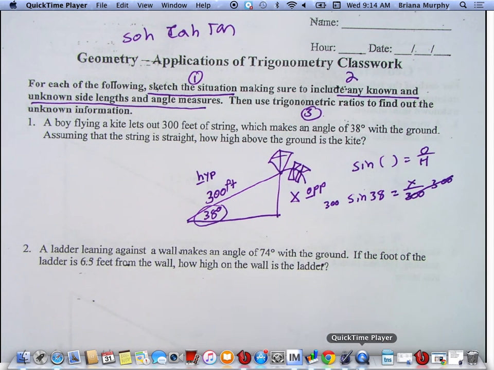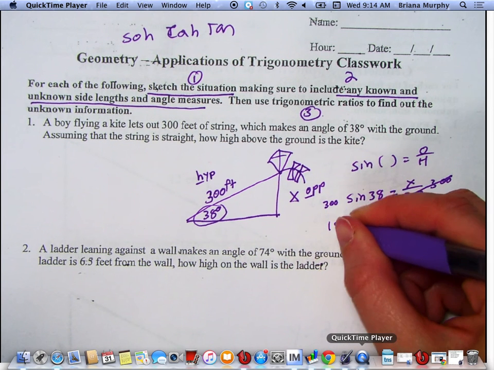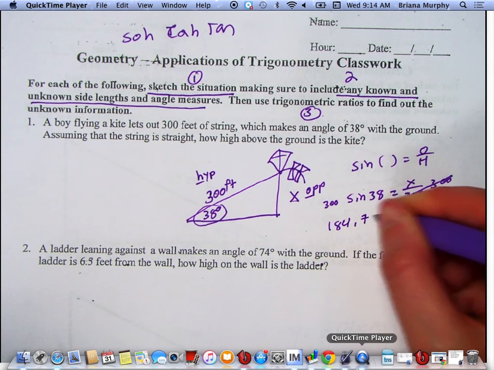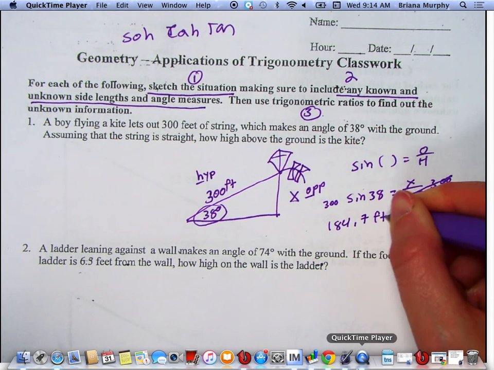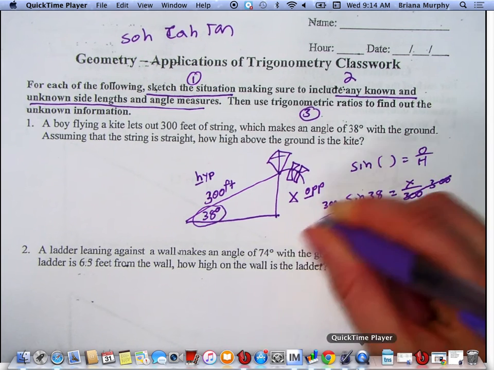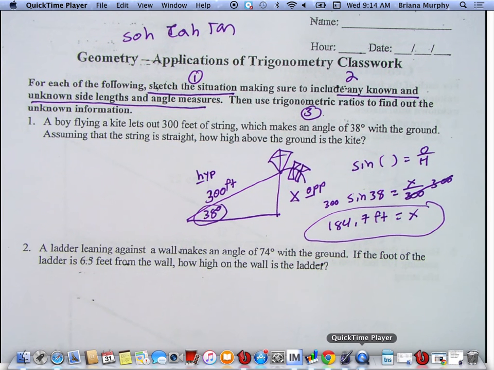Okay, so now I'm going to put in my calculator. 300 sine 38. And I get 184.7, because I'm going to round up, feet equals x. Questions, comments, concerns about that? Nope. All right, the next one.